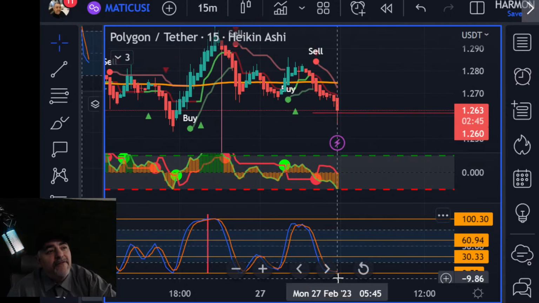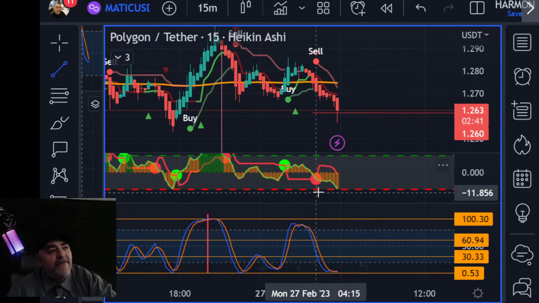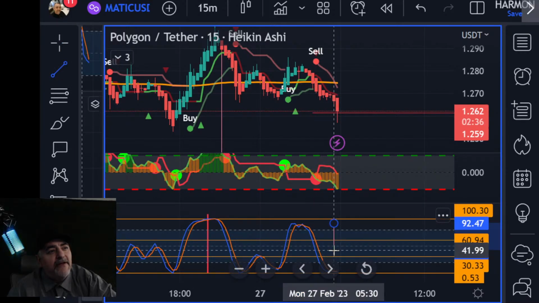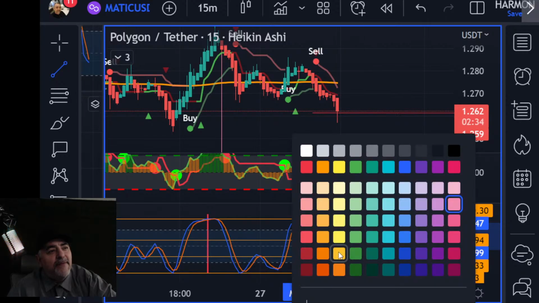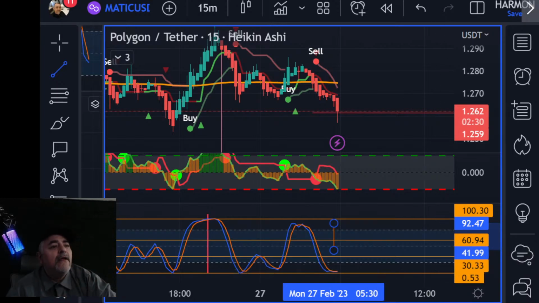So once this 15-minute pushes up, we will jump back in, and I'm going to mark this 15-minute line right here, and I'm going to come back and check this out in a little bit of time. I'm going to make this orange. I'm going to make this a 2.